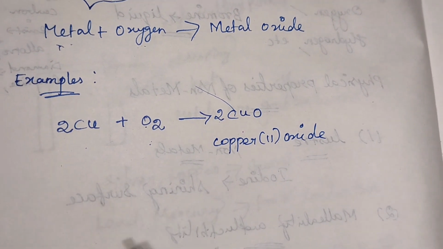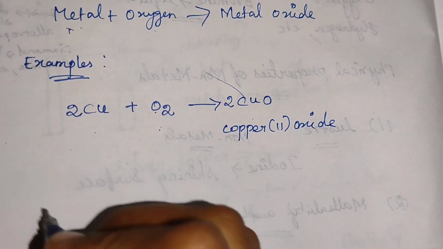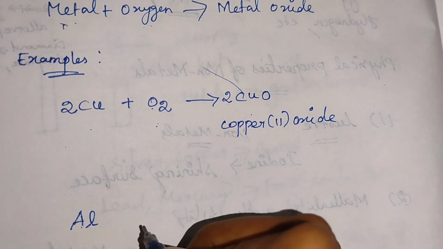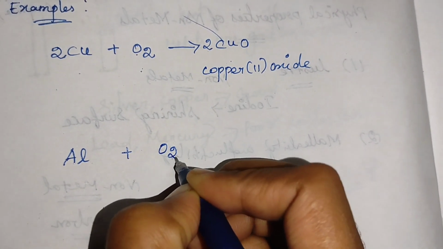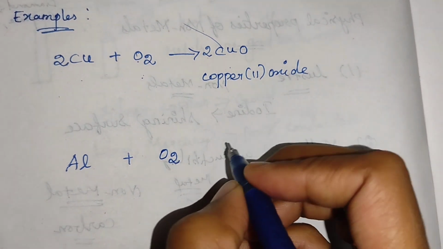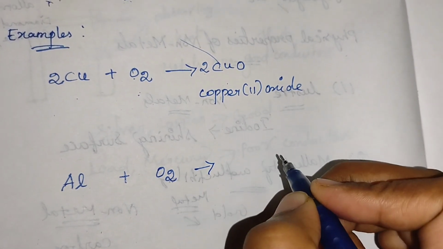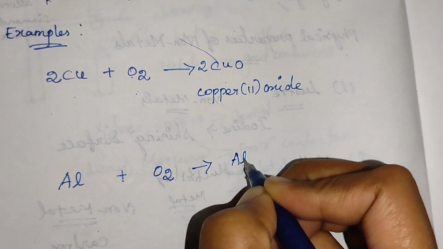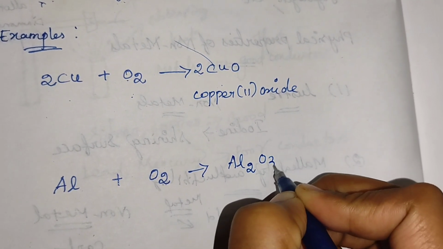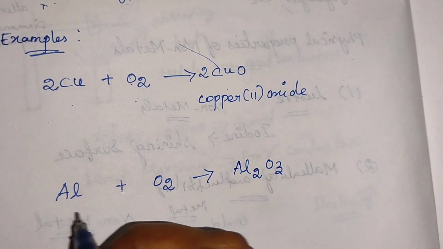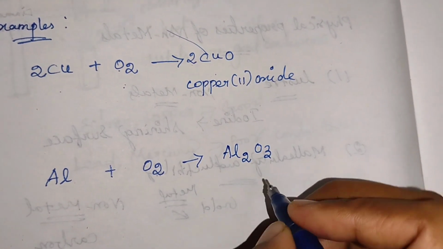Now I am going to take another example, another element: aluminium. What is the symbol for aluminium? Al. Aluminium reacts with oxygen, and I get aluminium oxide. What is the aluminium oxide formula? Al2O3. Aluminium reacts with oxygen and I get aluminium oxide.